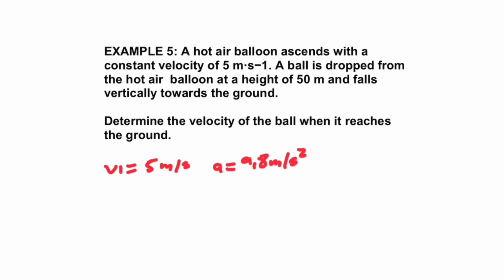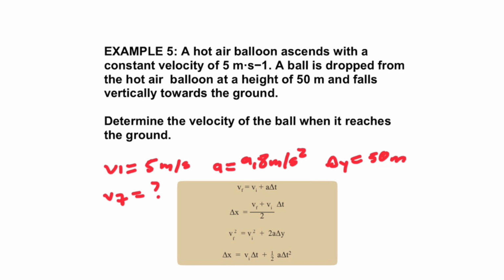Okay? And then it is dropped from a height of 50 meters and is going towards the ground. So when it strikes the ground, its displacement will be 50 meters. Whether it's supposed to be plus 50 or minus 50, we'll take care of that later. And then what are we looking for? We want to determine the velocity of the ball when it reaches the ground. So that is VF. We want to find VF. With these 4 variables, which equation can we use?